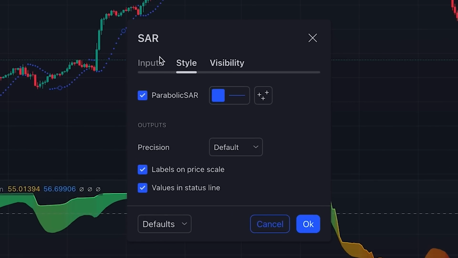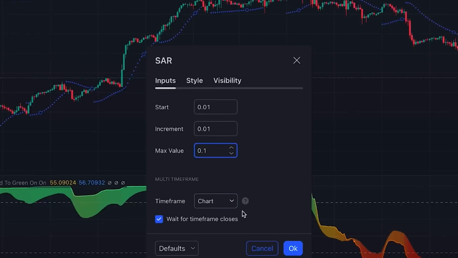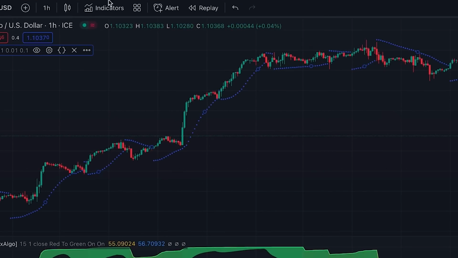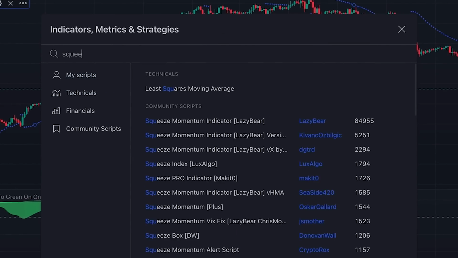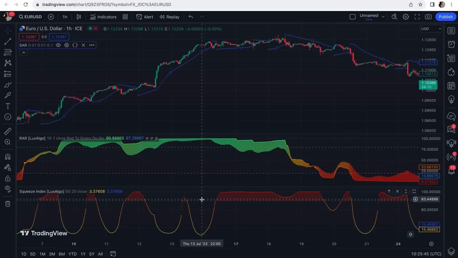Here in the inputs tab, for the start we set it at 0.01, and for the increment also we set it at 0.01, and for the max value we set it at 0.1. Alright, and the next indicator that we want to add is squeeze index, this one, which is a free indicator from Lux Algo, and we're going to use this indicator with its default settings.